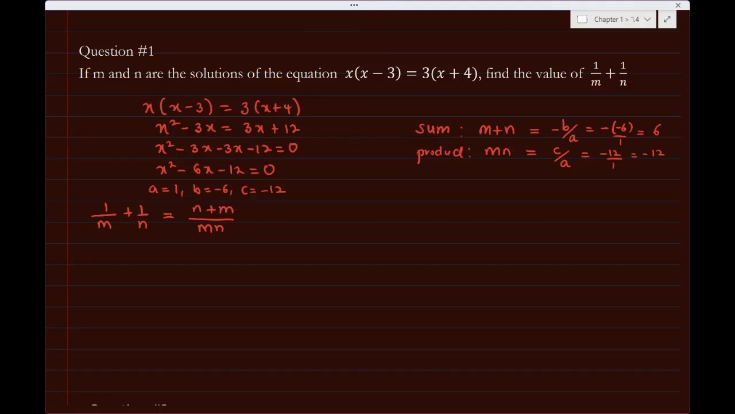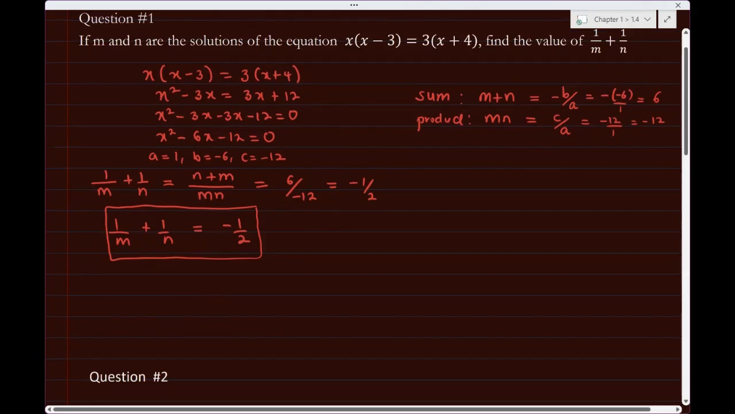And here for the product, which is c over a, it will just be minus 12 over 1, which is minus 12. Now coming back here, it means that n plus m, which is the same thing as m plus n, is just 6. And here we have m times n, which is minus 12. And this is simply minus 1 over 2. So it means that 1 over m plus 1 over n is equal to minus 1 over 2. And we're done.